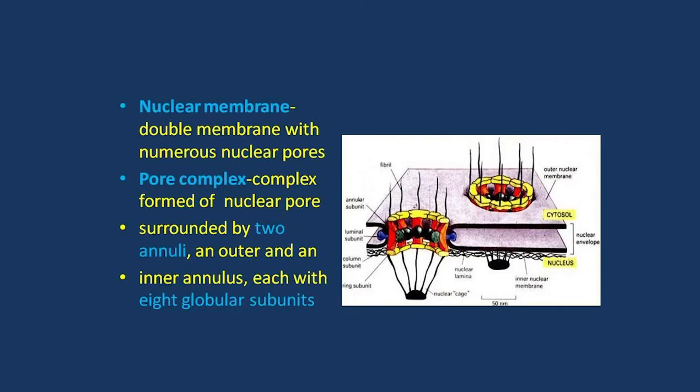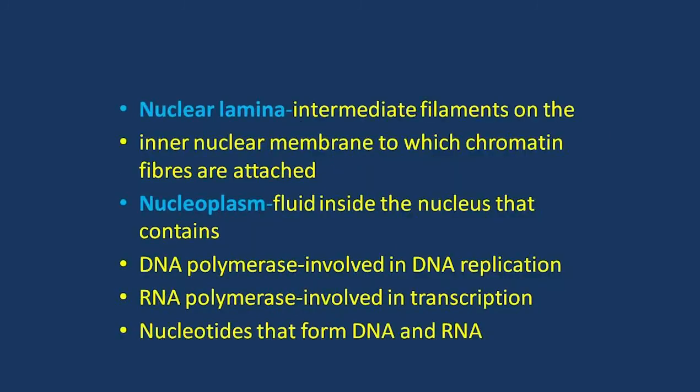Surrounding the nuclear pore, there are two annuli, an outer and an inner annulus, each with 8 globular subunits. The complex formed of the nuclear pore and the annuli is called the pore complex. Nuclear lamina consists of intermediate filaments on the inner nuclear membrane to which chromatin fibers are attached. The fluid inside the nucleus is called nucleoplasm.